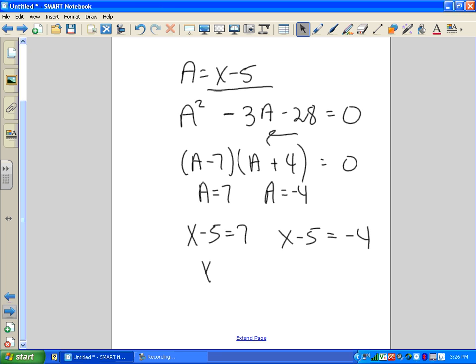And so this is going to give me a solution here of 12. Add 5 to both sides. Add 5 to both sides here. Negative 4 plus 5 would be positive 1. I was going to say negative 1. That was wrong.